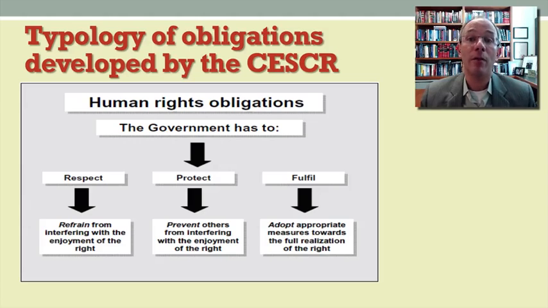Protect, meaning prevent third parties from interfering with the enjoyment of the rights protected in the covenant. So that would be an obligation similar to the obligation we saw with regard to CEDAW to take affirmative measures to prevent violations by private actors. And finally, and perhaps most expansively, to fulfill, to adopt measures that help to fully realize the achievement of each of the rights protected in the ICESCR. We'll look at additional dimensions of these negative and positive obligations in the next lecture.